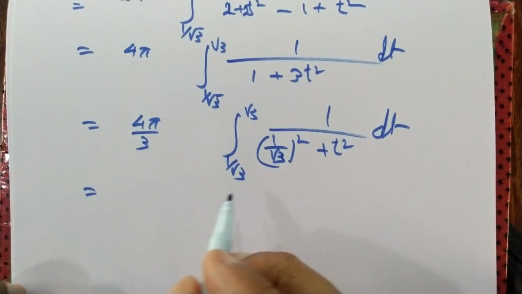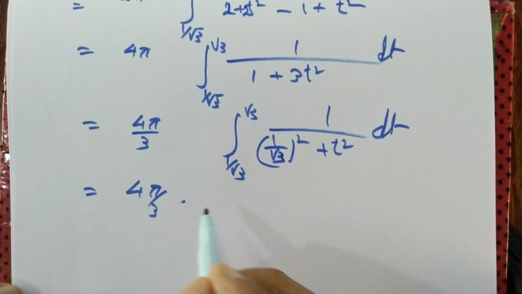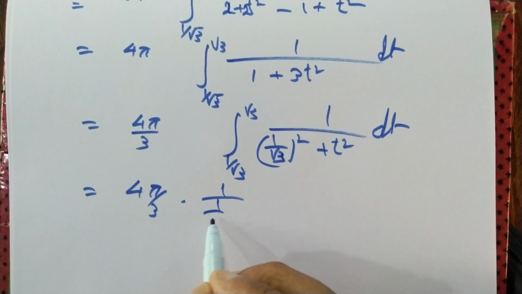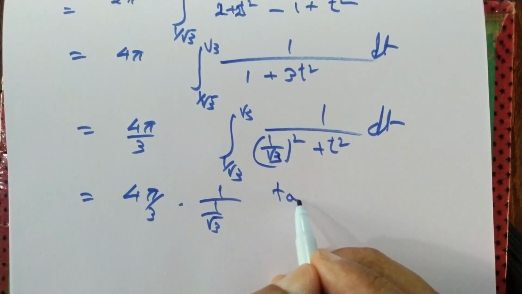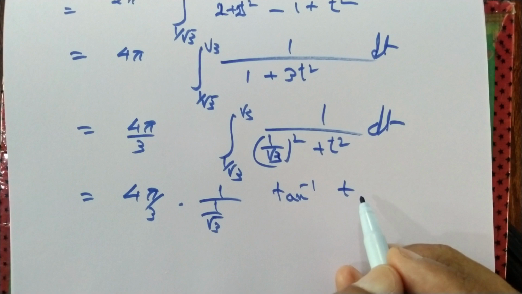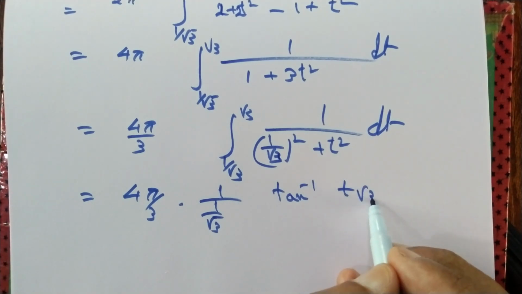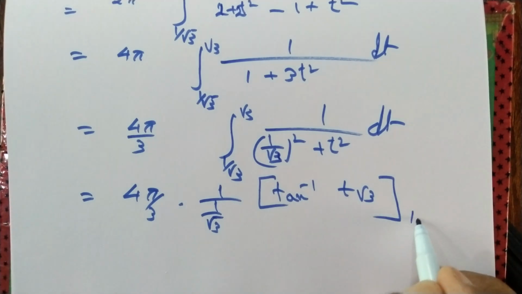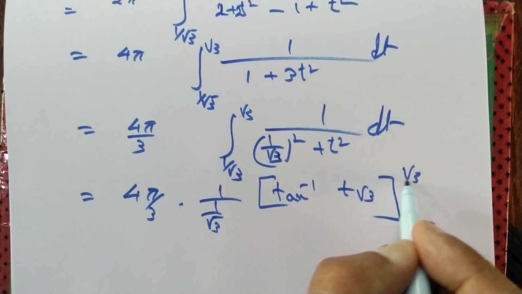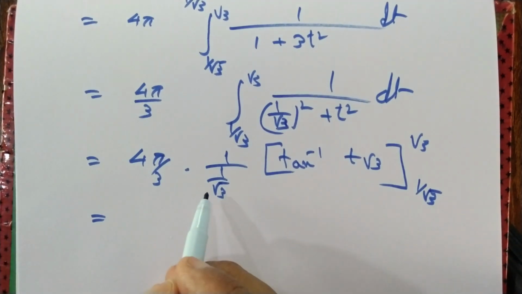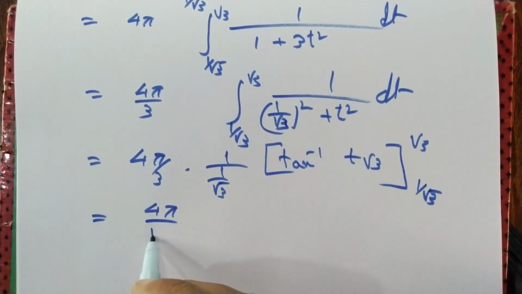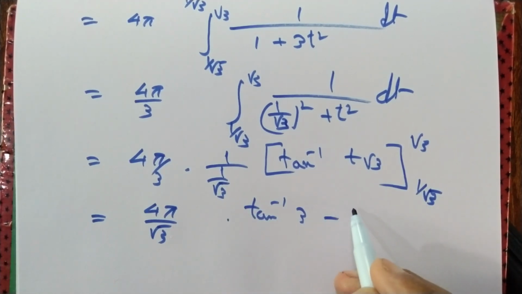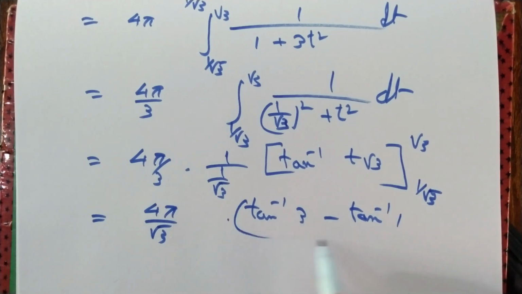Now we know that this is a standard integral, and the integral of 1 by (a square plus x square) dx is 1 by a tan inverse of x by a. So t divided by 1 by root 3, that is root 3 t, as t changes from 1 by root 3 to root 3. We can cancel root 3 out, so this is 4 pi by root 3 times tan inverse of 3 minus tan inverse of 1. Are we done?